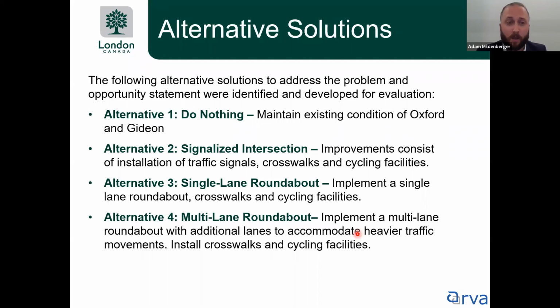Through this study, we've developed 4 alternatives that have been evaluated. Alternative 1 includes do nothing. Alternative 2 is signalizing the intersection. Alternative 3 includes implementing a single lane roundabout. And alternative 4 is a multi-lane roundabout. And I'm going to describe each one of those in a little more detail in the next few slides.